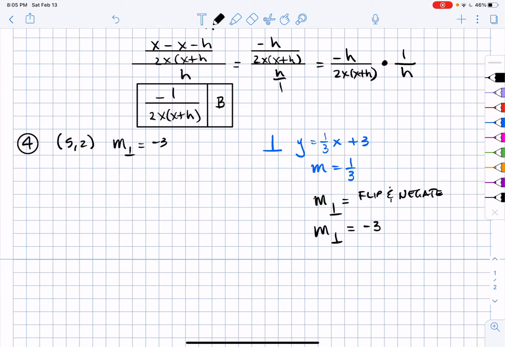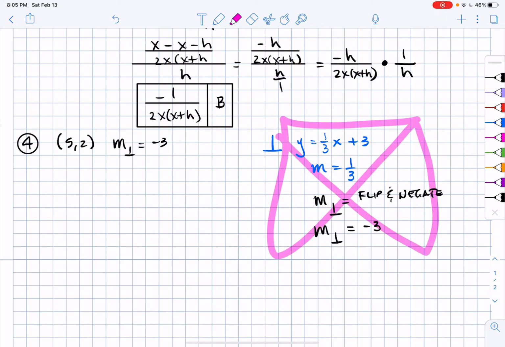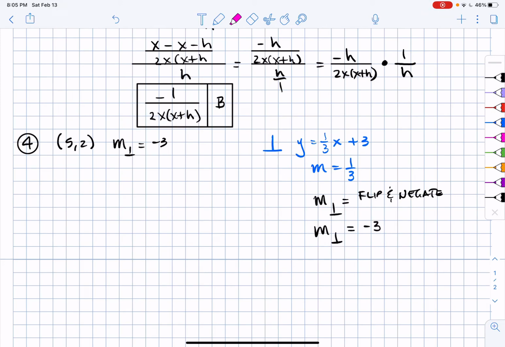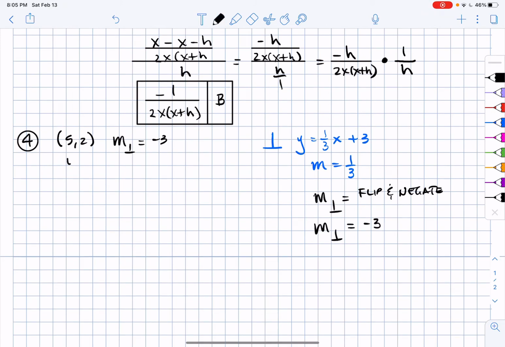So now I can forget about this. I don't need that anymore. So now I can use the y equals mx plus b to find my b. So that means my y, 2, is equal to negative 3 times 5 plus b. So my b is going to be 17, because negative 3 times 5 is negative 15. Add the 15 over to the 2 will give you a 17. So therefore, my equation is going to be y is equal to negative 3x plus 17. And that is going to be choice A.